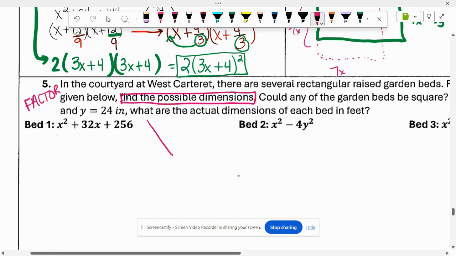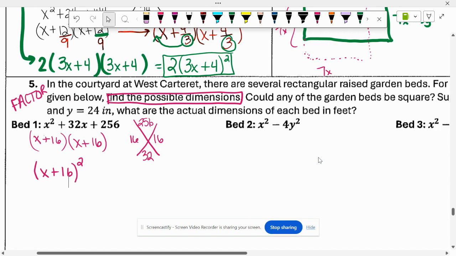So I'm looking for two numbers that multiply together to 256, that when I add them, I get 32. Well, that's 16 and 16, actually. So this factors to x plus 16 times x plus 16. And there is a better way to write that. I can actually write this as (x plus 16), the quantity squared.